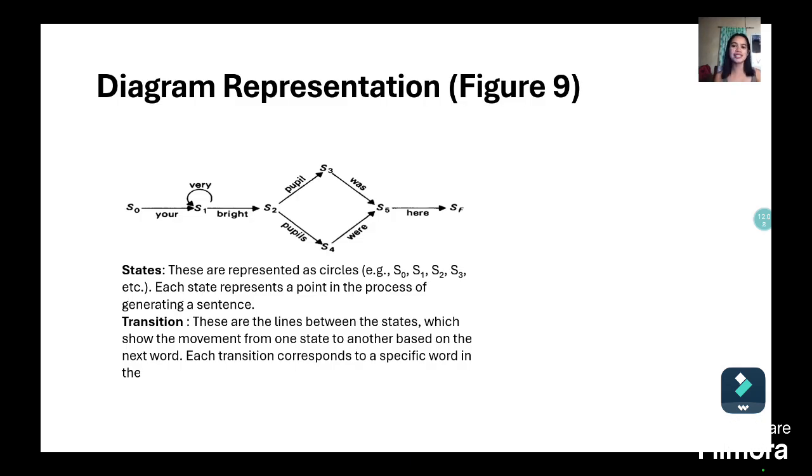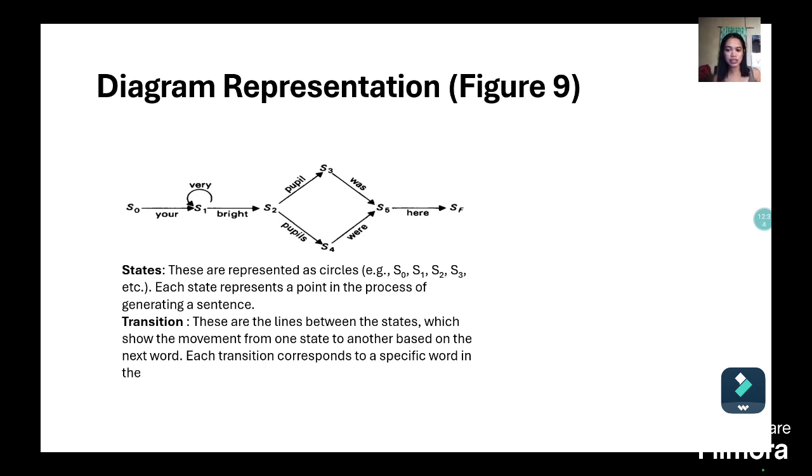In the diagram presentation, figure 9, the states are presented as circles, for example state 0, state 1, state 2, state 3, and so on. Each state represents a point in the process of generating a sentence.